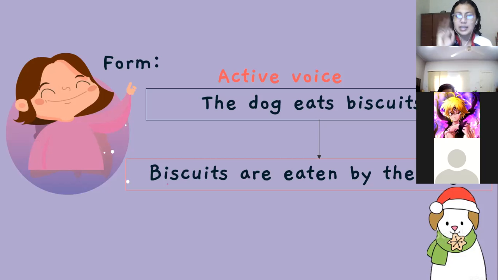Ok, excelente, listo. Acá estamos hablando de ellas, de las galletas. Entonces, biscuits are. ¿Qué pasa? Tenemos que agarrar nuestro verbo principal de la voz activa y la vamos a poner en la voz pasiva, pero en pasado participio. ¿Listo? Biscuits are eaten by the dog. Perfecto. ¿Alguna pregunta?